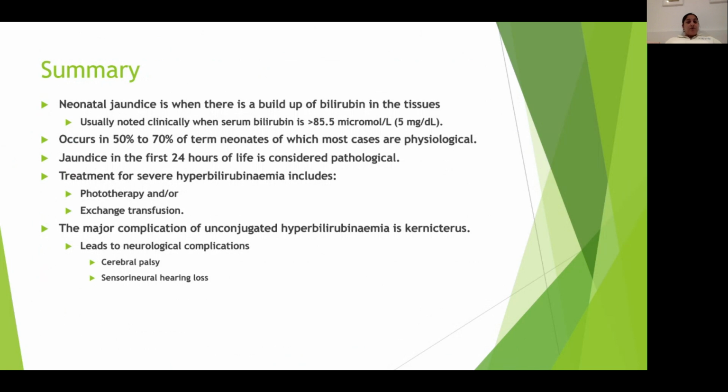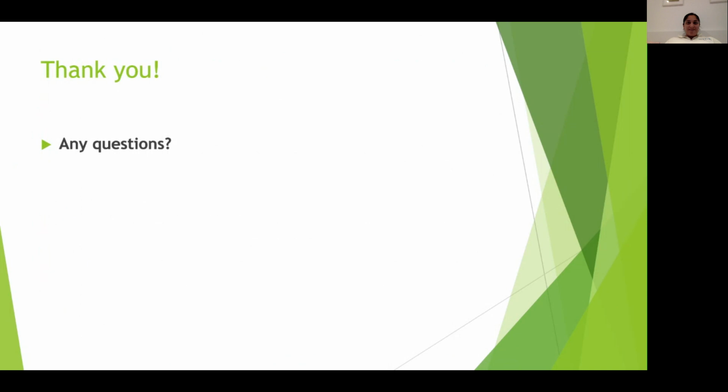And the major complication of unconjugated hyperbilirubinemia is kernicterus, which I think is important to know about, and I know one that they like to always ask about in exams. It can cause neurological complications, for example, cerebral palsy and sensorineural hearing loss. So yeah, that's me. Thank you.